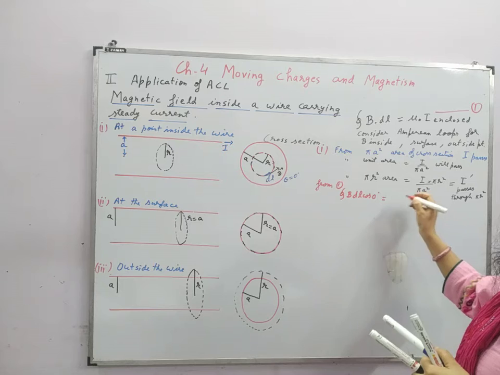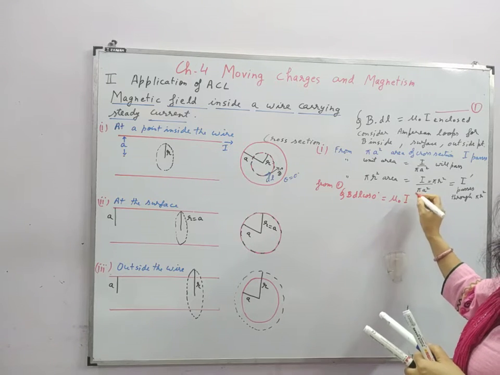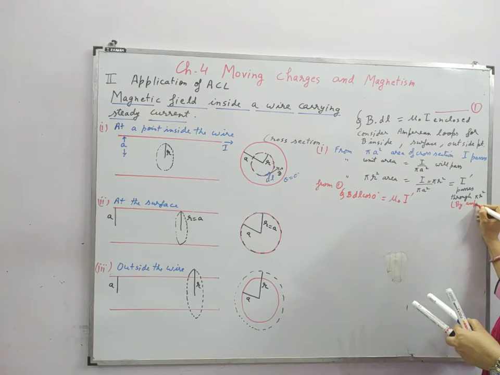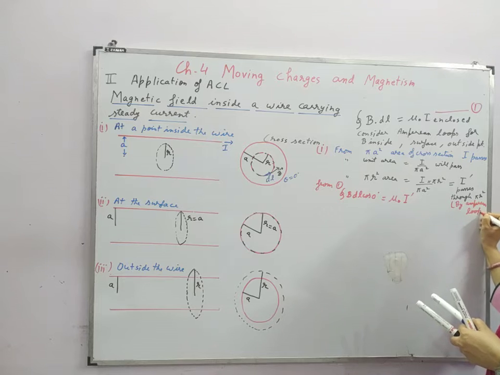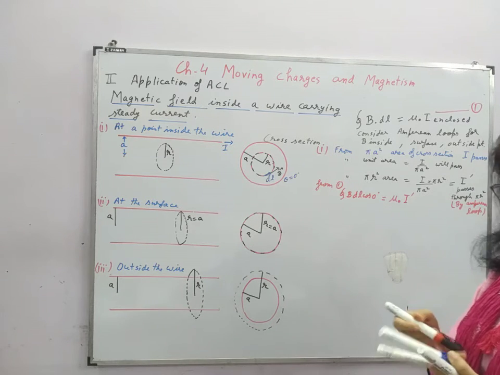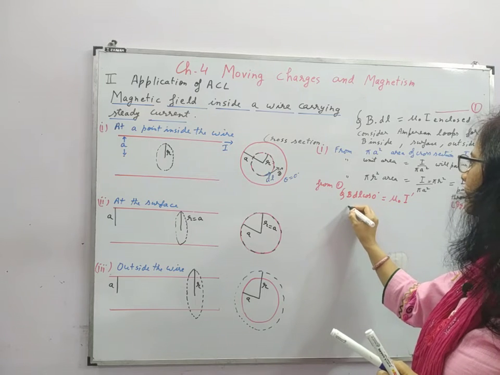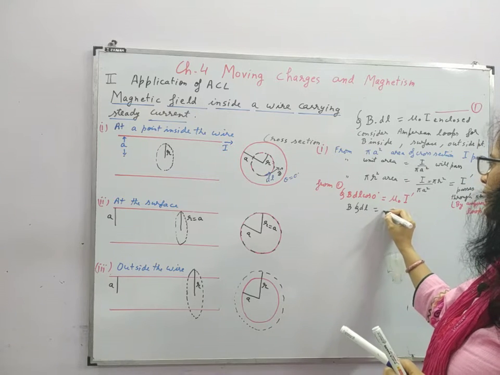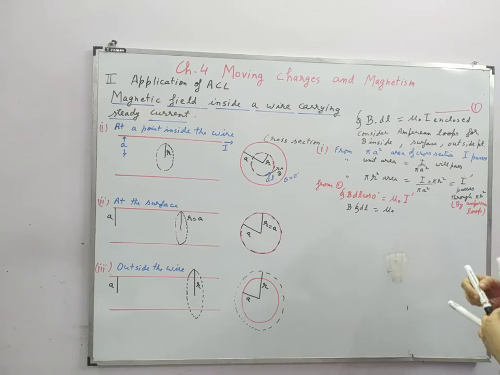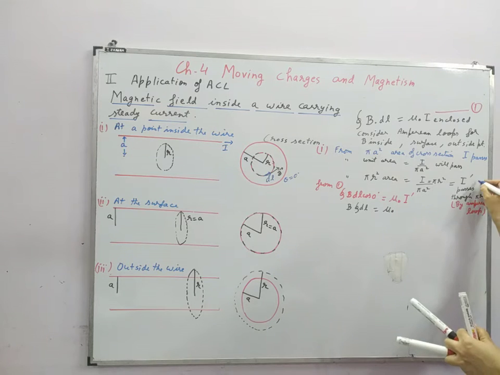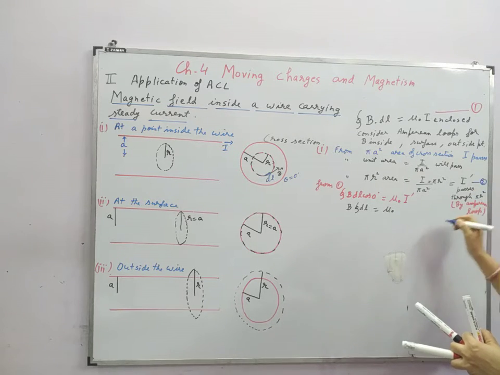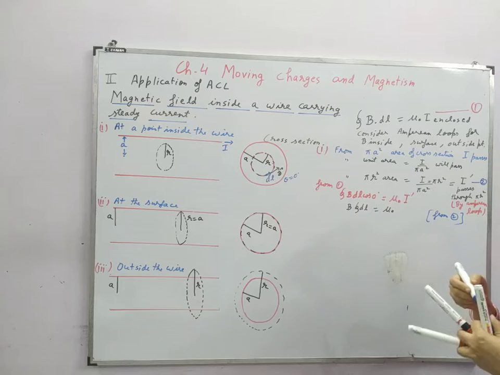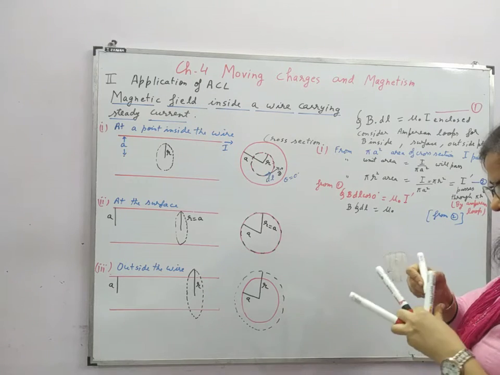So B dl cos 0 is equal to mu naught times the current enclosed by the Amperian loop, right? So we are simply now putting the value. This will give me B outside the integral sign. Now the integration of dl cos 0 is 1, mu naught into, let's mark this as equation 2. So from 2, I am putting the value of this I dash.